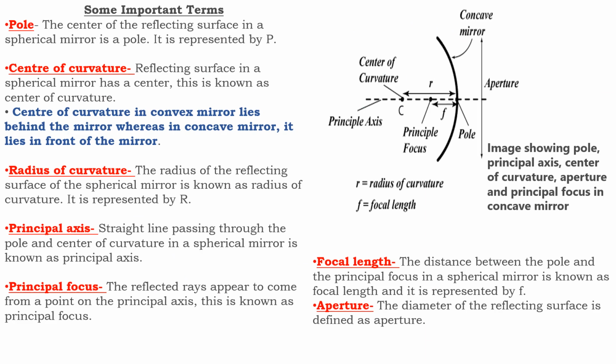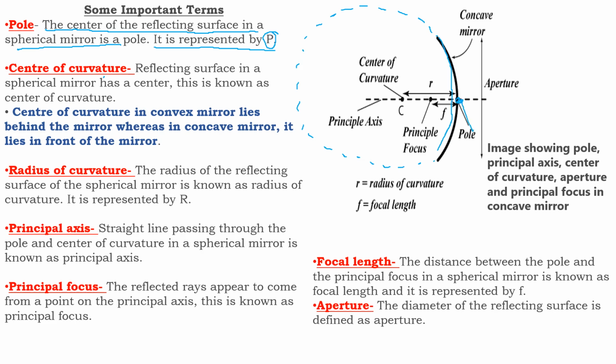So we have some important terms which I told just now. Pole. Pole is the center of the reflecting surface in a spherical mirror. It is represented by capital P. Always remember this. Now this is the mirror we are talking about. This is the mirror and this is actually a part of a complete sphere. Okay. So this center part is your pole.